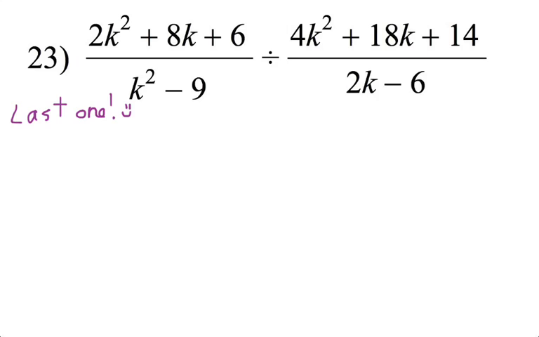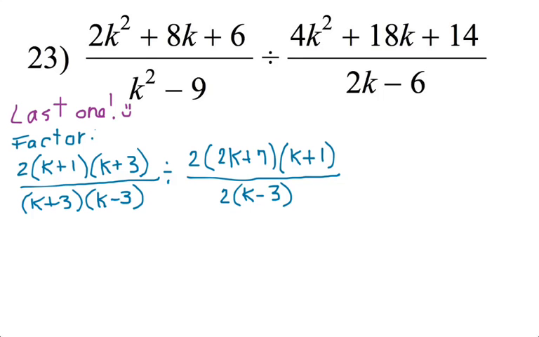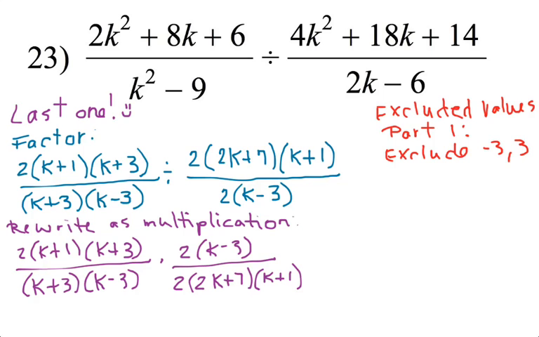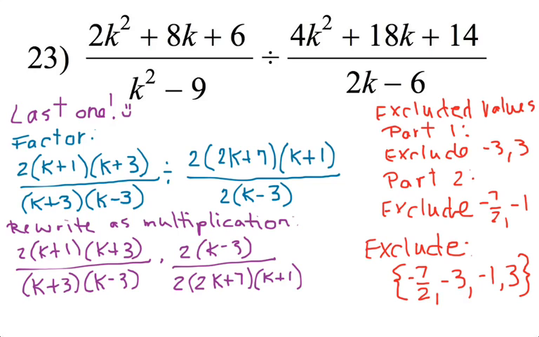Okay, the last example. It's division, so the first thing we're going to do, factor everything. Next thing we're going to do is our excluded values, part 1, just these denominators. We get 2 values from that. Then we rewrite it as multiplication, as you see. We have another set of excluded values, and we put them all together. Remember, those excluded values come from setting each of those factors in the denominator equal to 0 and solving for the variable, in this case k.